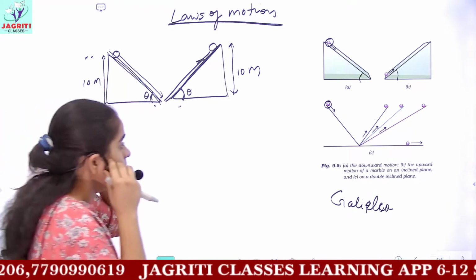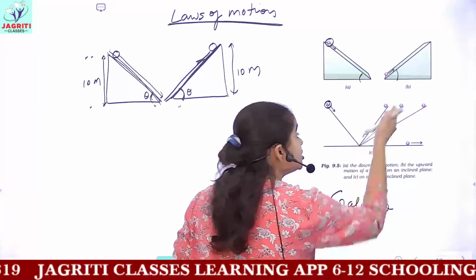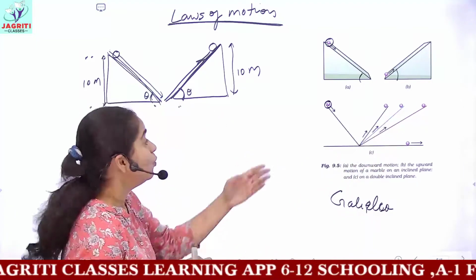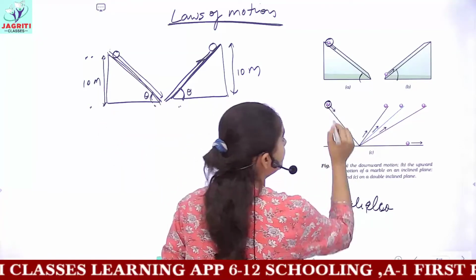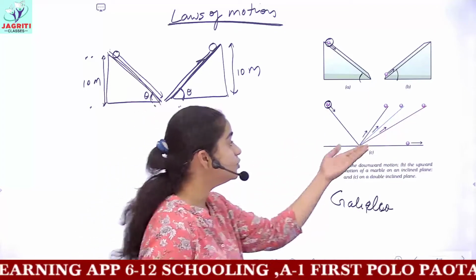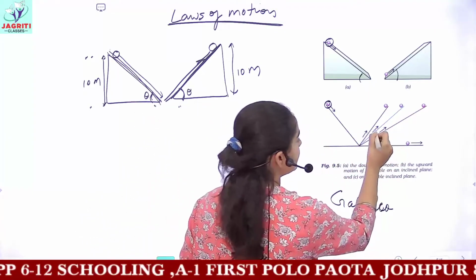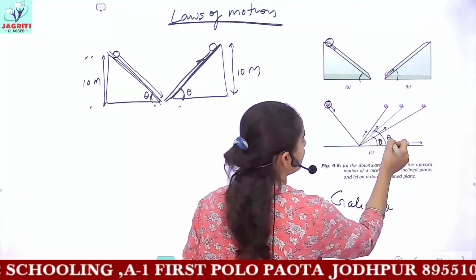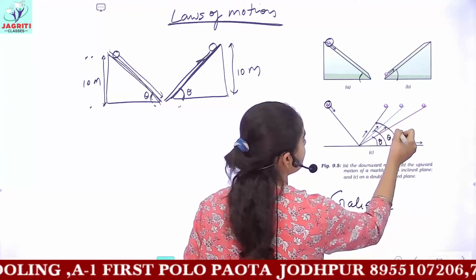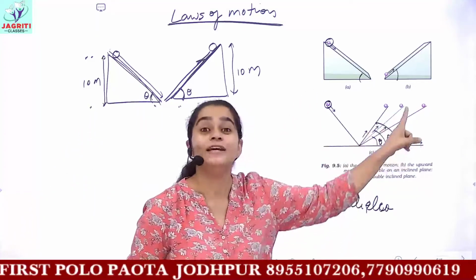But if you change the slope, or the angle of inclination, what you observe is that the ball covers more distance. Once you change the angle of inclination, the angle of inclination here is theta 1 and the angle of inclination there is theta 2. So you have different angles of inclination.